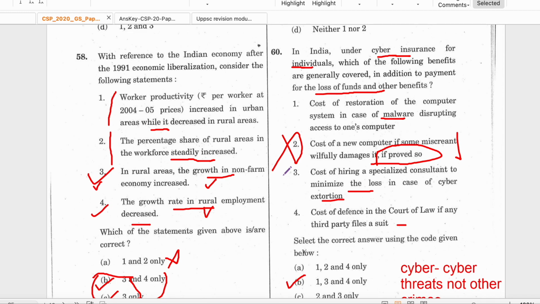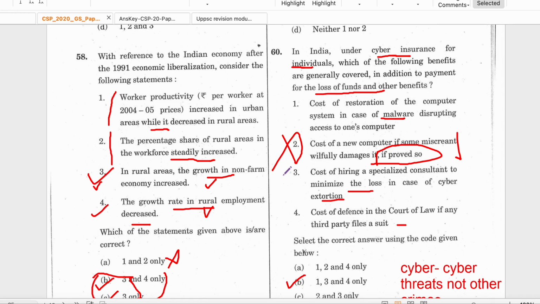Cyber insurance. Individual cost of restoration of the computer system in case of malware disrupting access to one's computer. Malware is something which is related to cyber. Malware attack हो गया, so it is something related to cyber crime से related होगा. Cost of a new computer, some miscreant willfully damage and if proved so. ये क्या cyber crime है? If someone comes and breaks my laptop, is it a cyber crime or it is a normal crime? Apply a logic, na?